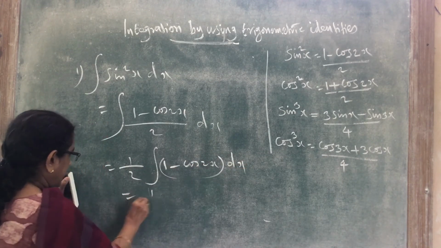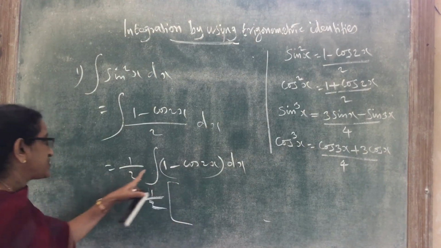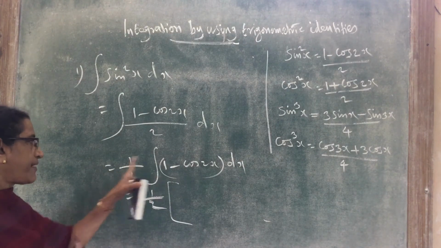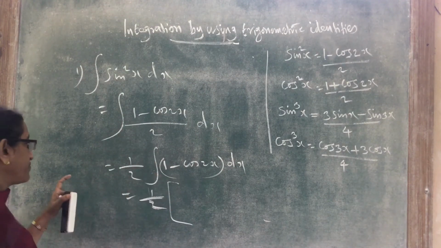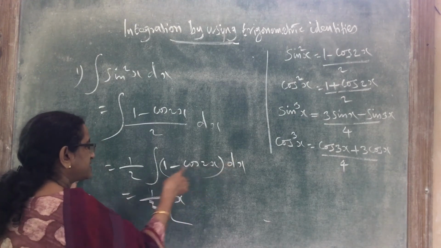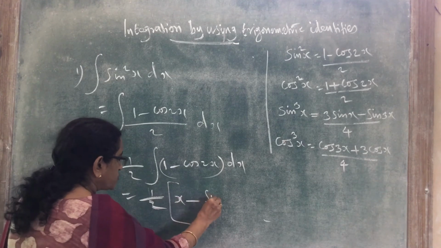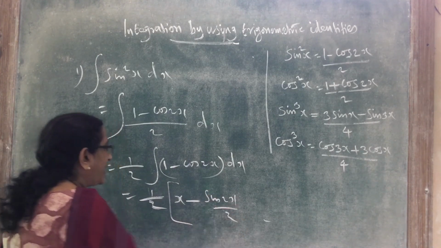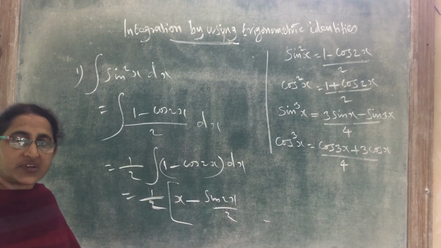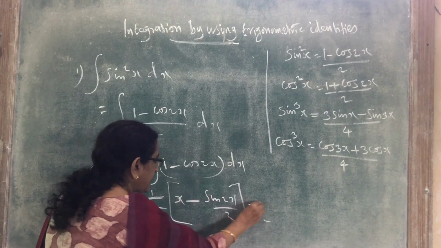Now we can write directly 1 by 2 into, what is the integral of 1? Put a bracket because 1 by 2 is applicable for both terms; that means we have to multiply both by 1 by 2. So the integral of 1 dx is x, minus, what is the integral of cos 2x? sin 2x divided by 2. I told you the integral of cos x is sin x. So the integral of cos 2x is sin 2x divided by the derivative of 2x, that is 2, plus c.